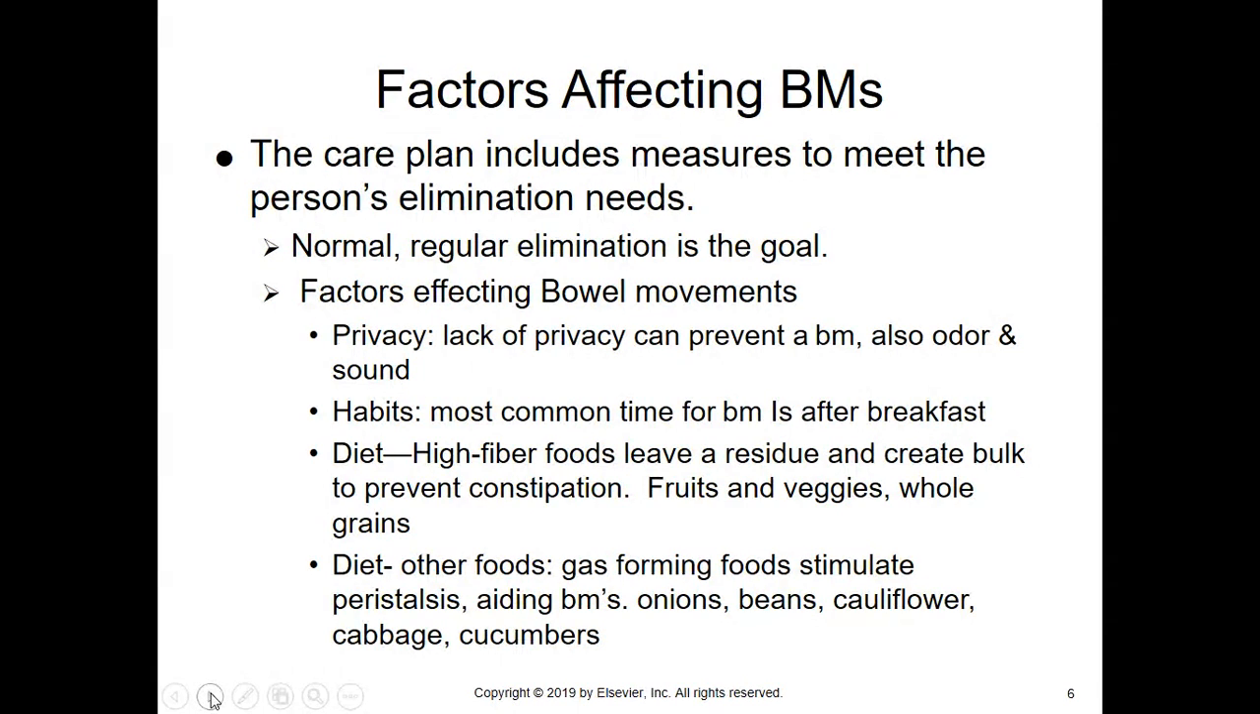Ask the person, ask the family, what is the normal habit? How often does a person usually go to the bathroom and have a bowel movement? Is there a schedule? It seems like they do it more at nighttime or they do it more in the morning.